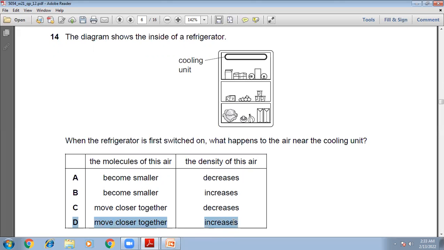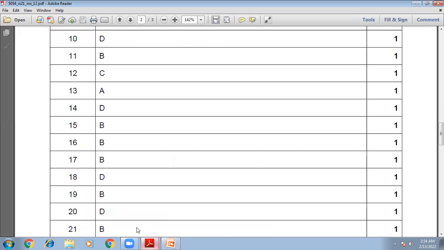So I think D is the right choice. This is what will happen. Question number 14, I think D is the right answer, sir.